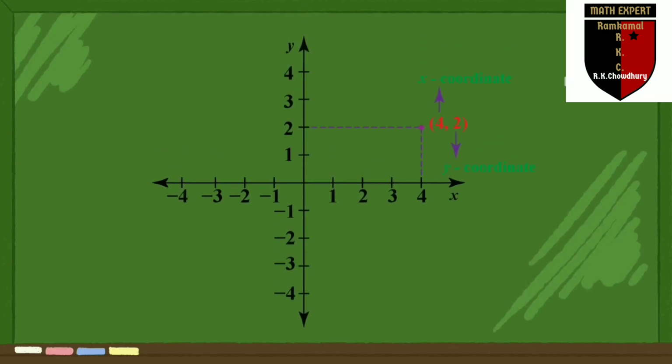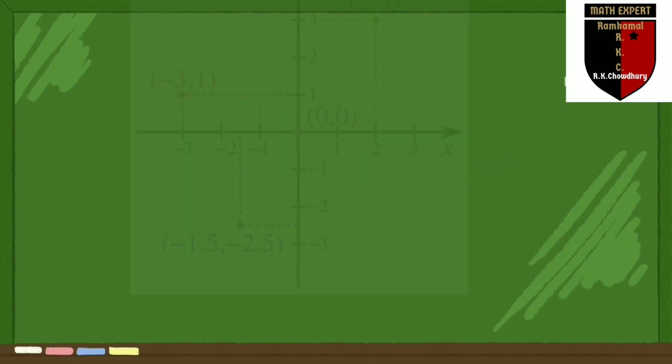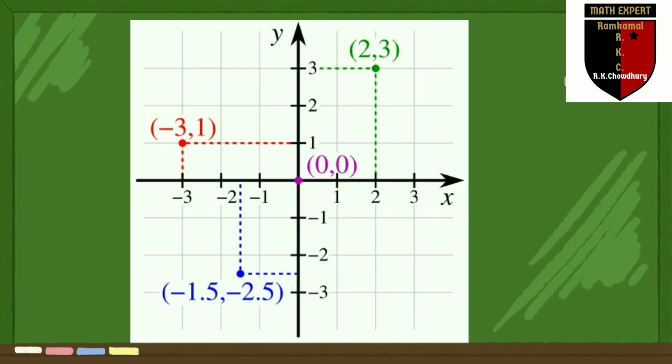X coordinate means perpendicular distance from y axis and y coordinate means perpendicular distance from x axis. So the perpendicular distance of the point (4, 2) from x axis is 2 units, that is its y coordinate. The points (2, 3), (minus 3, 1) and (minus 1.5, minus 2.5) are in the first, second and third quadrant respectively, and (0, 0) is the coordinate of origin.